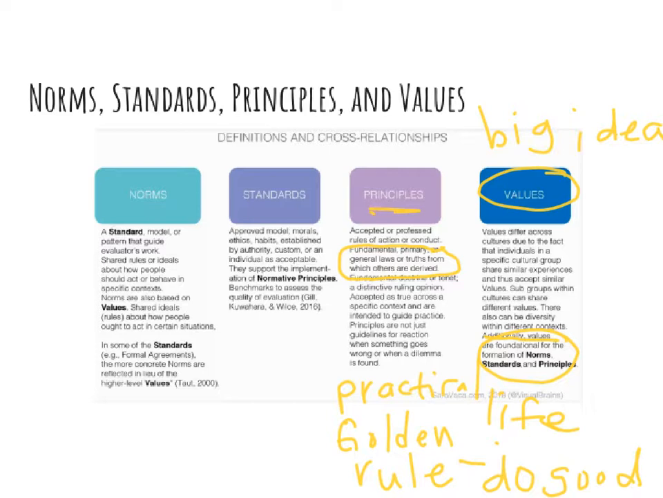Now, standards and principles are pretty similar. As it says here, approved model morals, ethics, habits established by an authority, custom, or individual as acceptable. They support the implementation of normative principles, benchmarks to assess quality of evaluation. So standards seek to make norms more consistent across the board, and they reflect shared values.